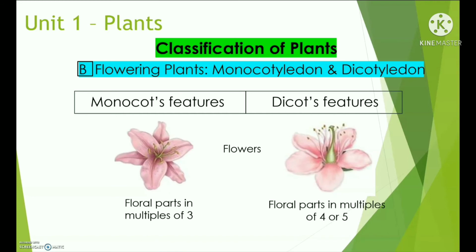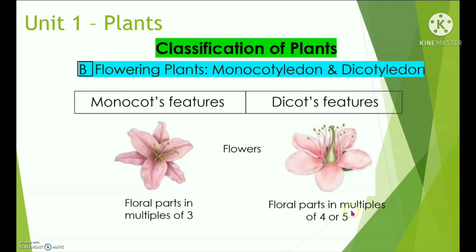Another feature is their flowers. Let's talk about monocot first. So for monocot, it says floral parts in multiples of 3. So let's count the petals of monocot. 1, 2, 3, 4, 5, 6. Very good. So monocot's flowers usually have 3 petals or multiples of 3. As you can see, there are 2 sets of 3. That's why it's 6.